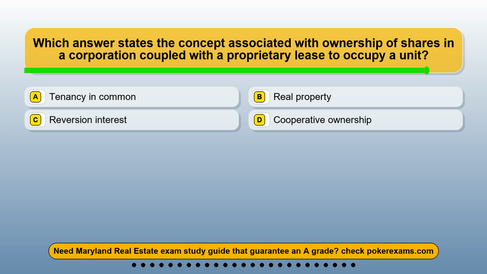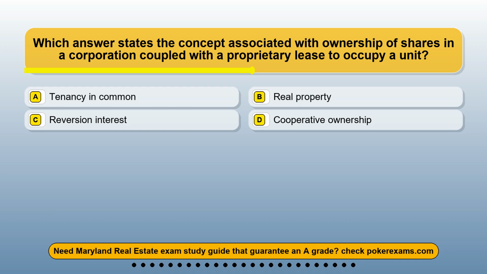Question 4. Which answer states the concept associated with ownership of shares in a corporation coupled with a proprietary lease to occupy a unit? Option A. Tenancy in common. Option B. Real property. Option C. Reversion interest. Option D. Cooperative ownership.